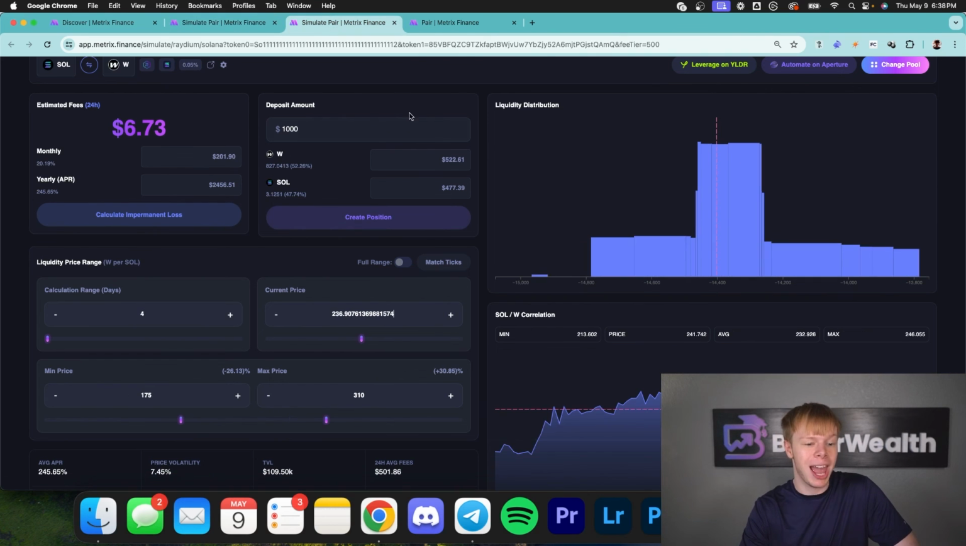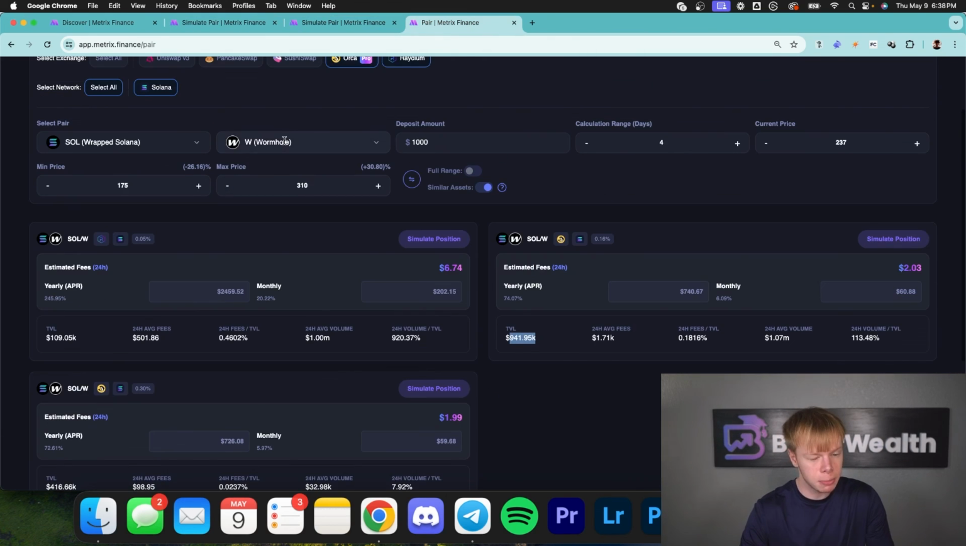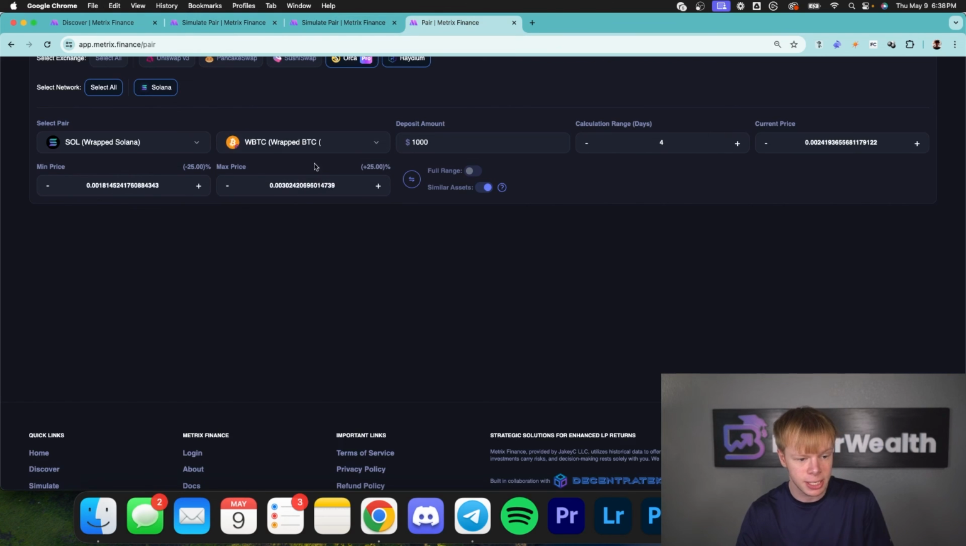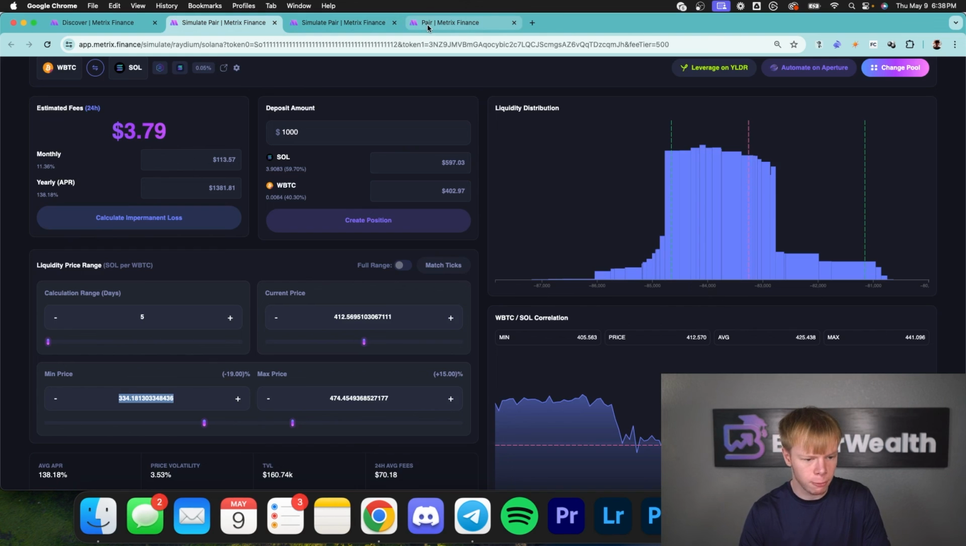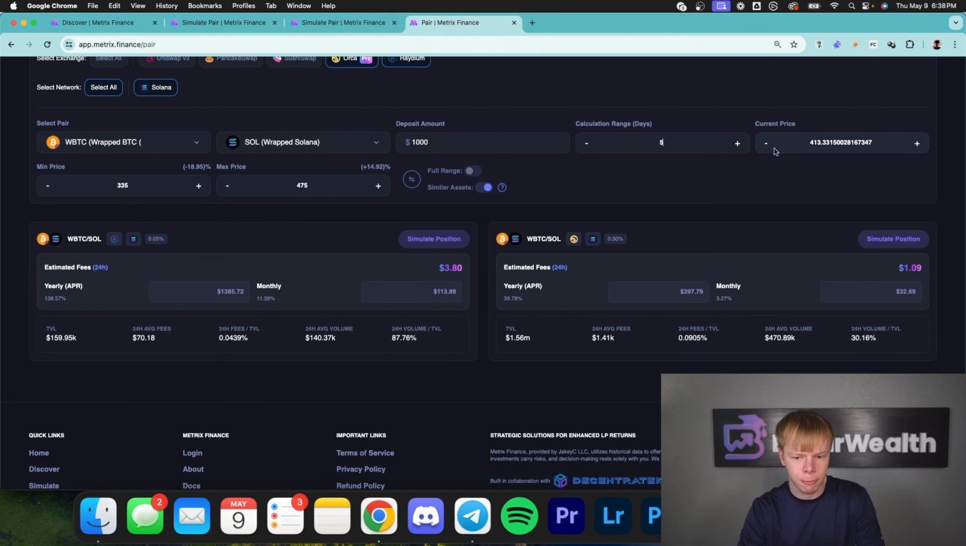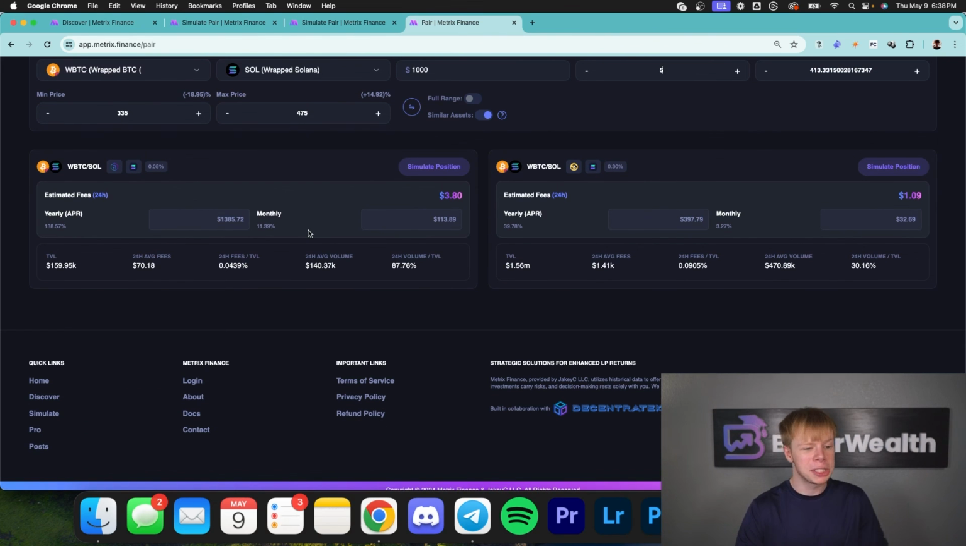So what I'm going to do is head back over to this pair function, and swap this out for WBTC as well as Sol, and throw in my range here, which was 335 to 475. I'm going to adjust that calculation range to 5, make sure current price is good, and make sure similar assets is checked. In this scenario, you can see that Raydium wins once again, but the TVL is a little bit lower.